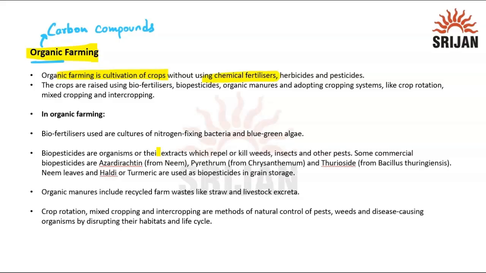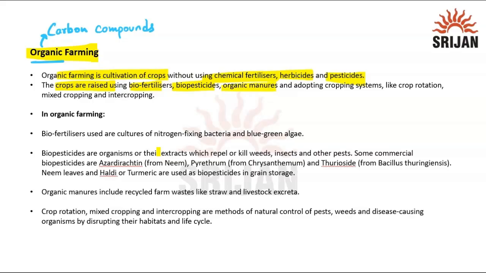Now again, if I define organic farming, it is the cultivation of crops without using chemical fertilizers, herbicides, or pesticides. It means you are not using any artificial chemical during the cropping season. You are using, as I said, an organic way, which means something natural.